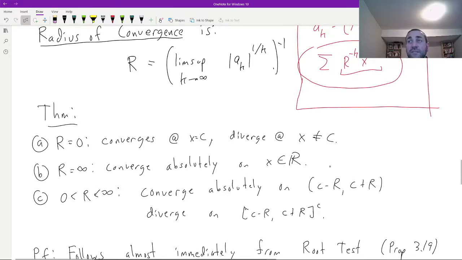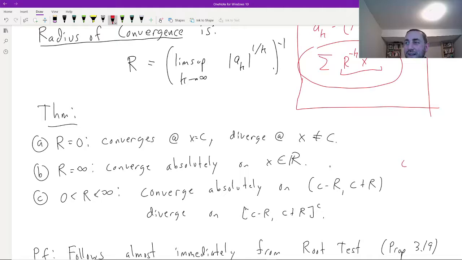If r is equal to 0, then this series converges at x equals c only, and it diverges everywhere else. If r is equal to infinity, then the series converges absolutely at every point. And if 0 is strictly less than r, which is strictly less than infinity, this converges absolutely on the open interval c minus r to c plus r, and it diverges on the complement of the closed interval from c minus r to c plus r.